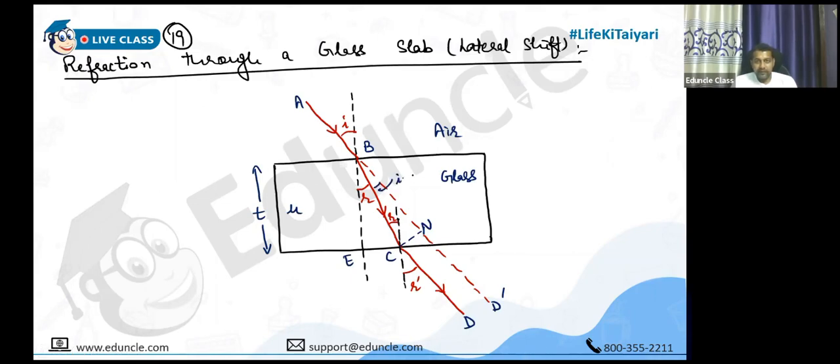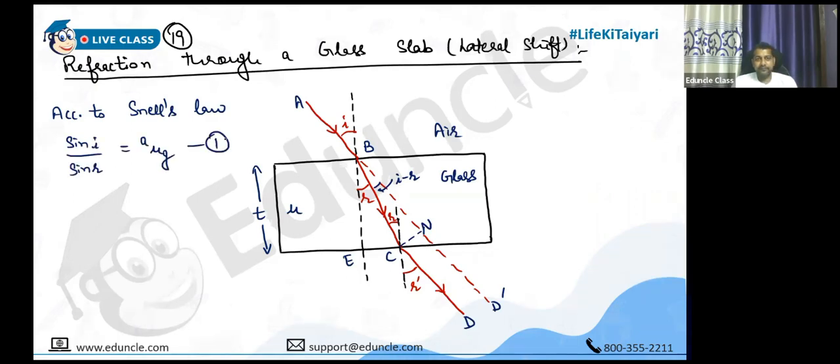So this is I minus R in this triangle BCN. Now, according to Snell's law, what do we have? Light is actually going from air to glass. So sin I by sin R equals a mu g, isn't it? Please tell.